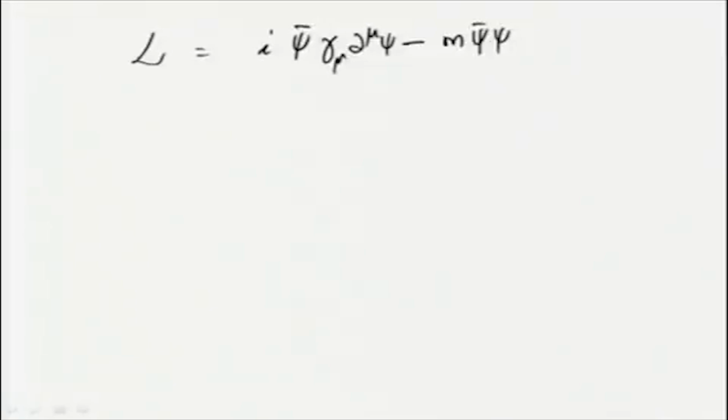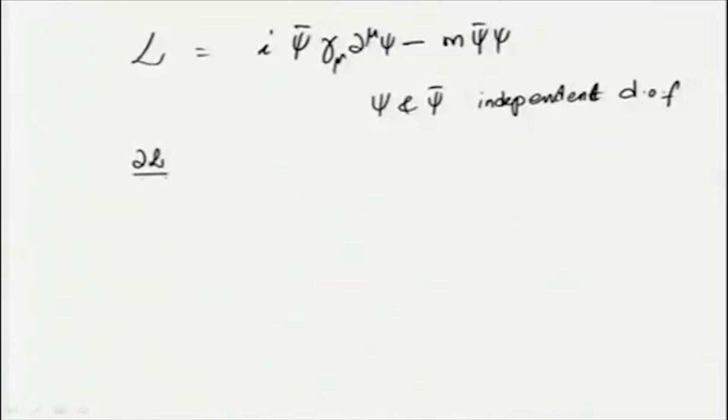If you take this Lagrangian and consider psi and psi bar as independent degrees of freedom, independent wave functions, then the Lagrangian is a function of psi, psi bar and dou mu psi in this case. Now, let us look at the equation of motion with respect to each of these two degrees of freedom.